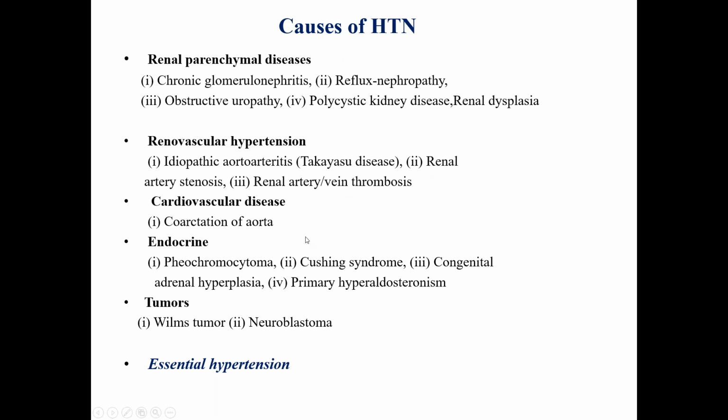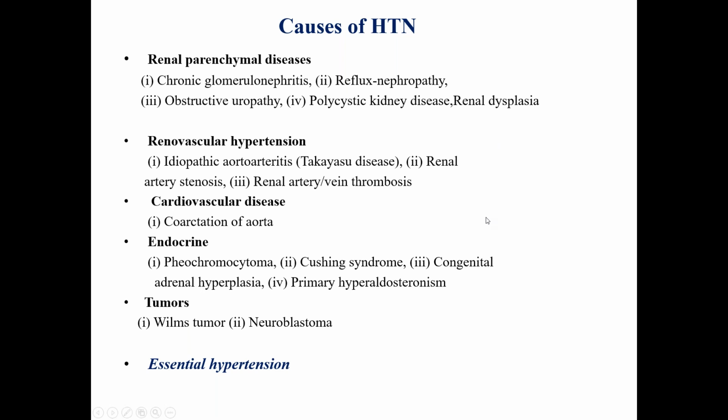Rarely, conditions like coarctation of aorta can present as hypertension, especially in infancy and even in the newborn period. And again, endocrine causes of hypertension are rather rare, like pheochromocytoma, Cushing syndrome, congenital adrenal hyperplasia, primary hyperaldosteronism, even hyperthyroidism can cause hypertension. And rarely, tumors like Wilms tumor and neuroblastoma may also cause secondary hypertension in pediatric age.